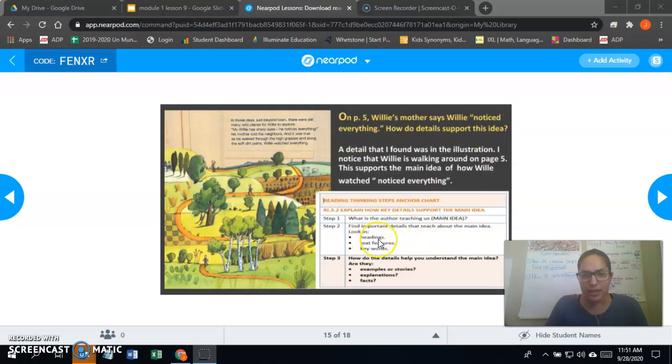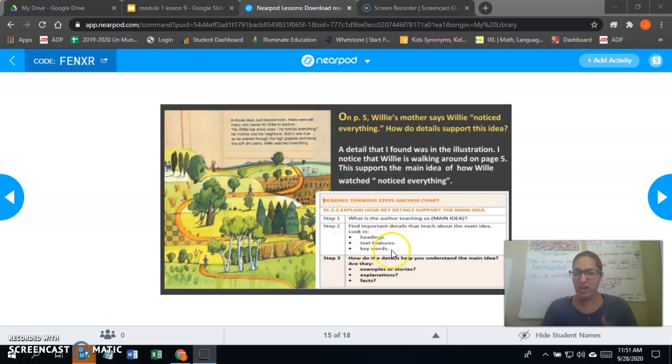So I can look in the headings. Well, I don't see any headings here, so I can't look there. So text features. Well, I know text features also includes illustrations. So let me see in the illustrations if I notice something about Willie noticing everything. Well, I see him here, he's going like that. I see him here, he's looking up. I look at here and here.